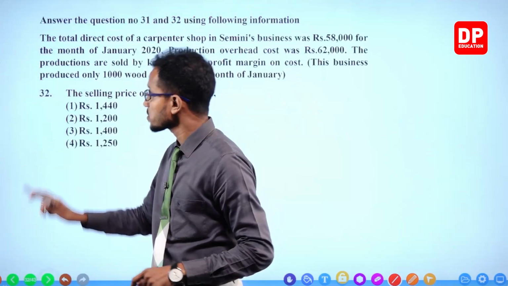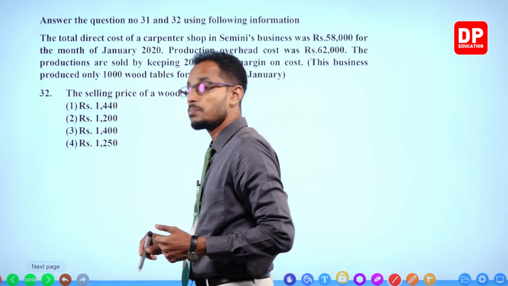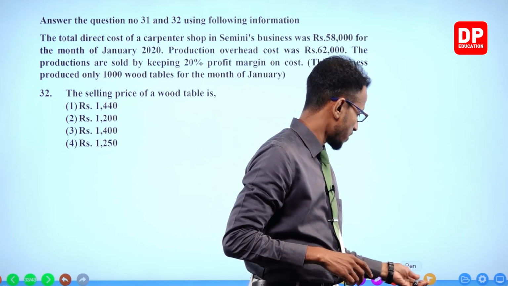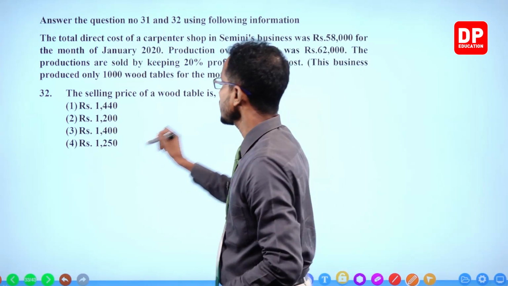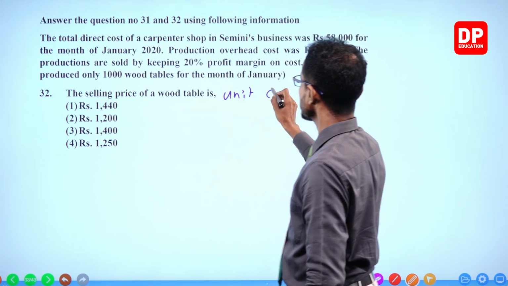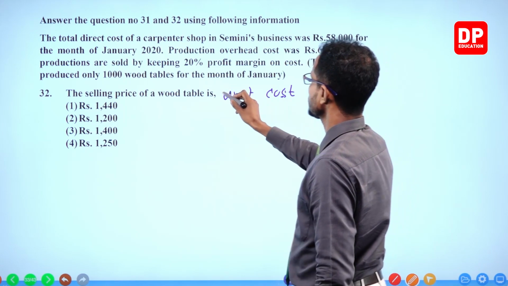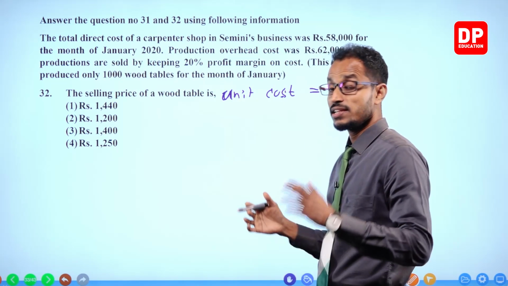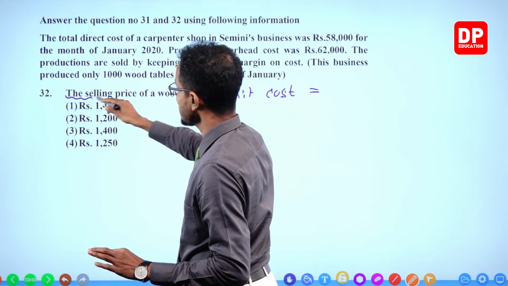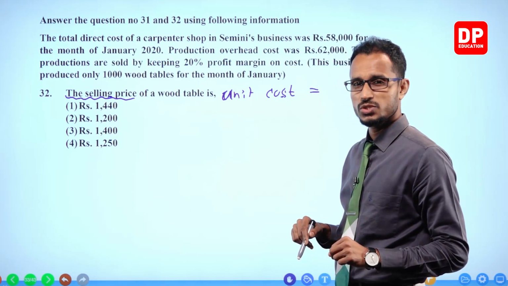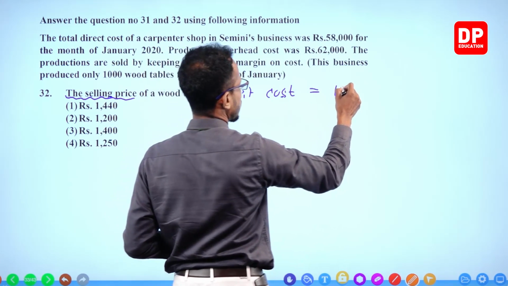Now, next question. The selling price of a wooden table. That's not a problem because we corrected what was wrong. How to calculate the selling price? We can calculate the selling price in this way. I'm going to show you. Unit cost 1200.